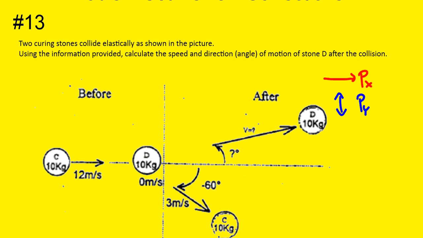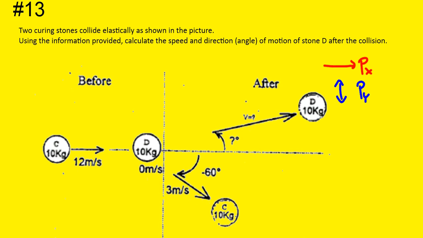This is two curling stones. In this problem, they collide elastically, as shown in the picture. Using the information provided, we're going to figure out the speed and angle that stone D moves off at after the collision. Let's take a minute to dissect this problem, see what we have, and then we'll go from there.